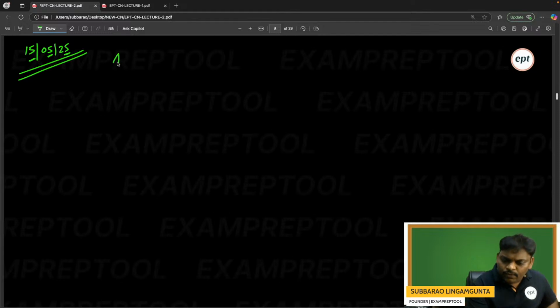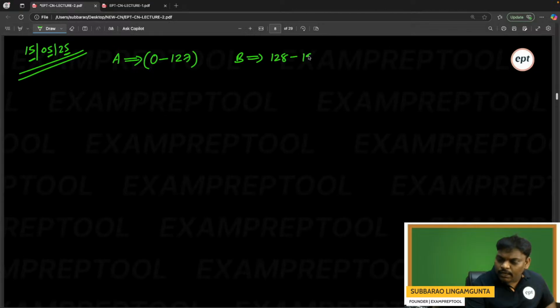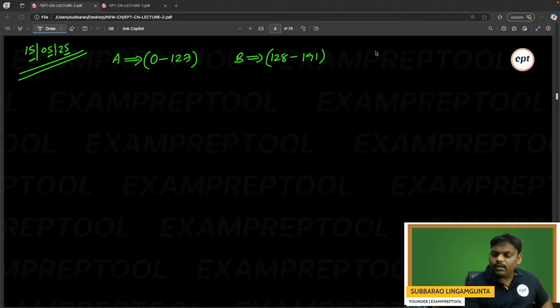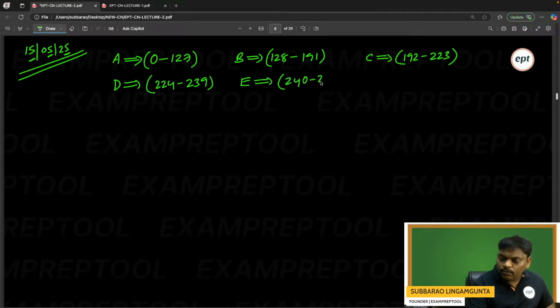If you see the A class, what is the answer? 0 to 127. Talk about only the first octet. If it is B class, 128 to 191. We are talking about only the first octet. Next, if you see class C, 192 to 223. Class D, 224 to 239. Class E, 240 to 255.